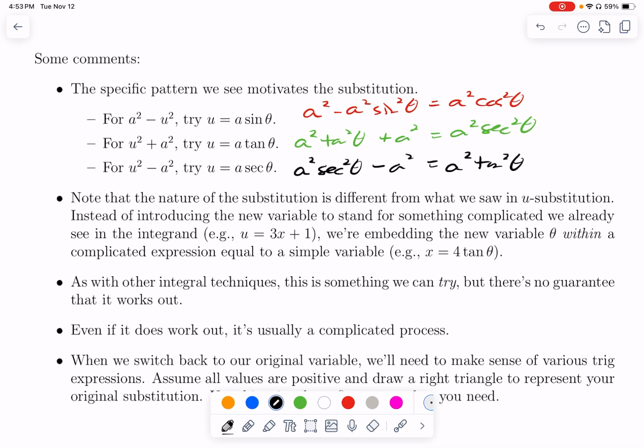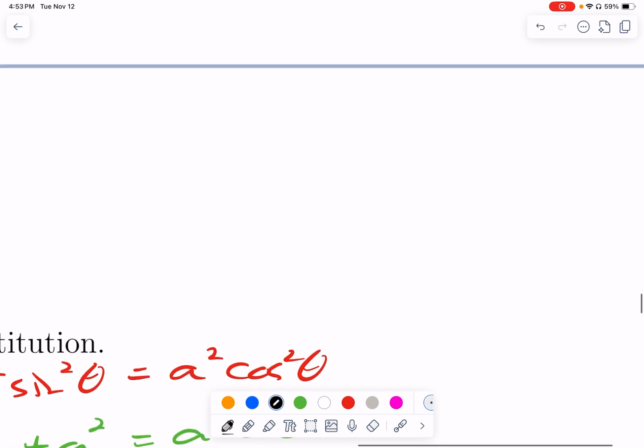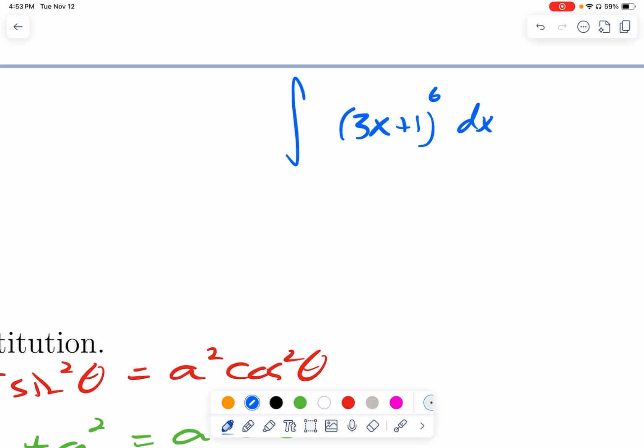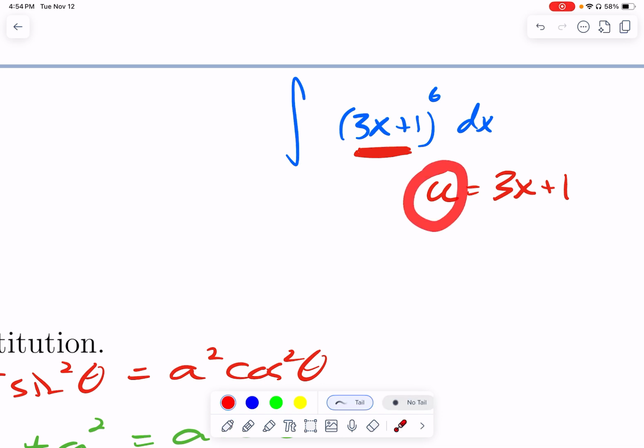What we want to emphasize here is the kind of substitution we made is actually very different from U substitution. So in U substitution, I'll just kind of put an example up here. We might have something like the integral of 3x plus 1 to the 6th. And we would say, oh, I see that this whole expression is getting raised to the 6th power, so I'm going to introduce my new variable, u, to stand for this thing that I already see in the integral. So the new variable is all by itself, standing for something we see.